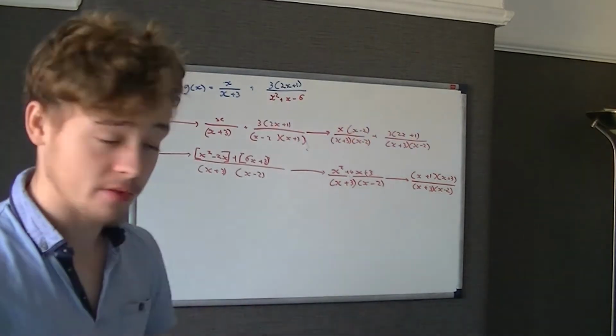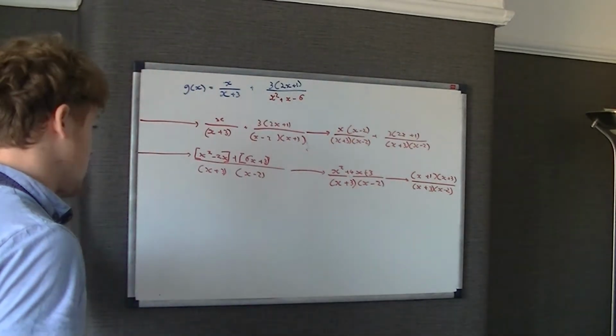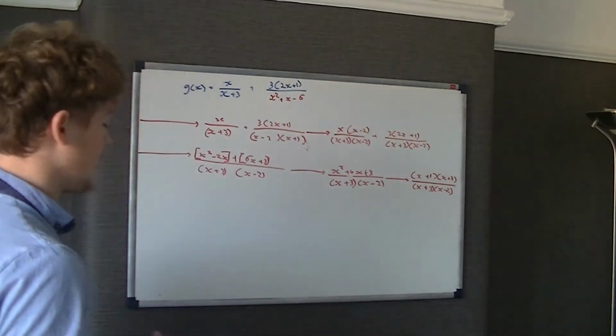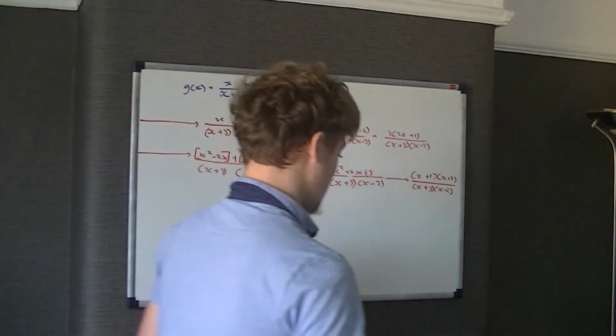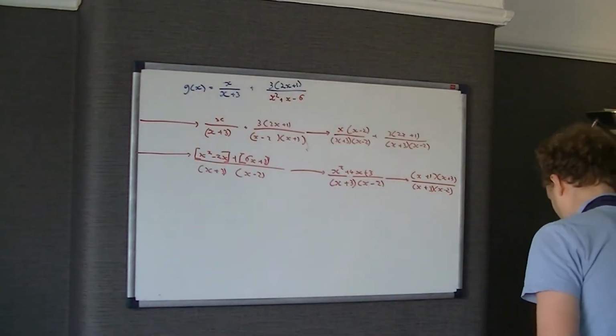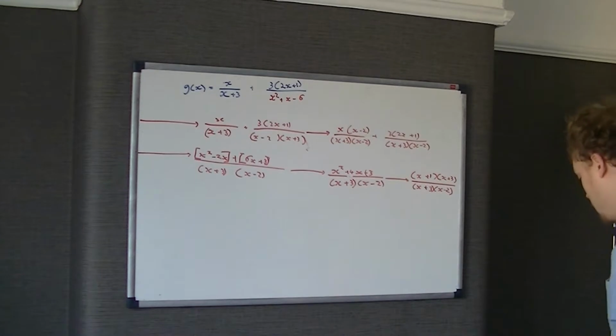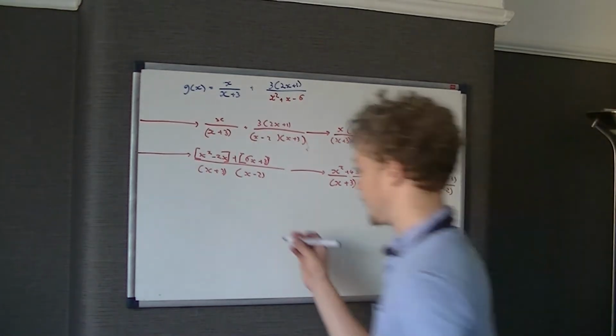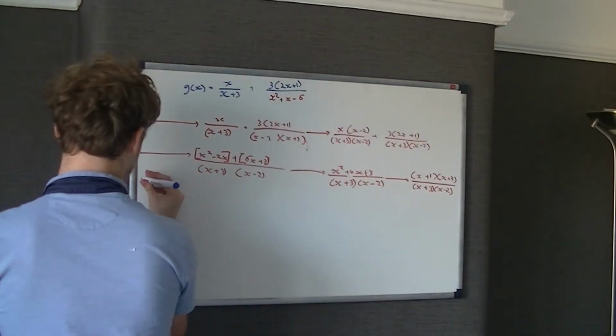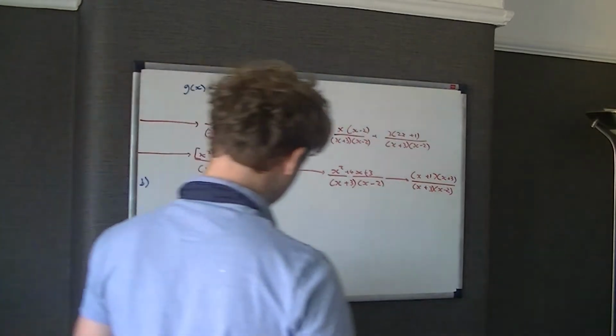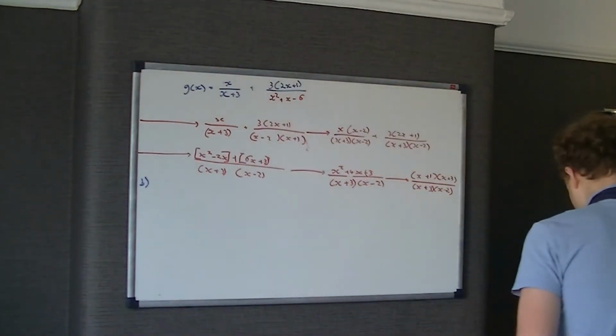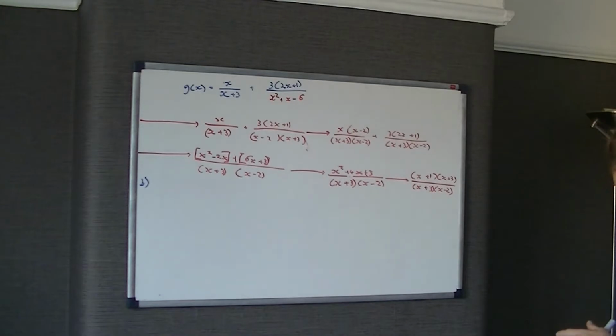So just a little bit more information. As I said, I could have just done that answer there, and obviously I did that on purpose to show you how you could go wrong. The next question is a little bit more thinking rather than maths. So it's part B, it's 5B, and it says find the range of g.